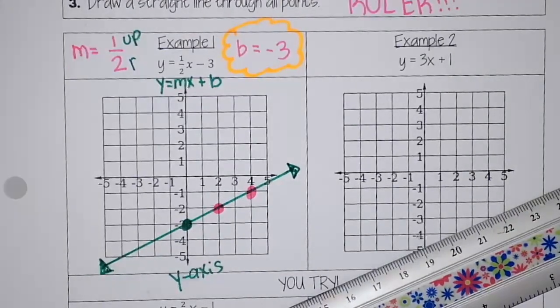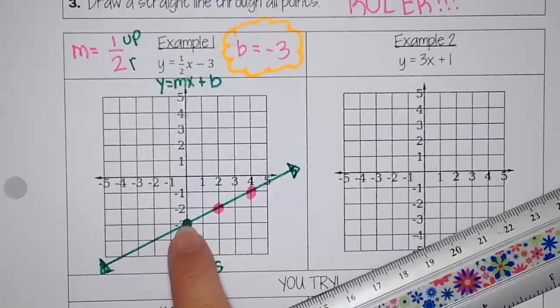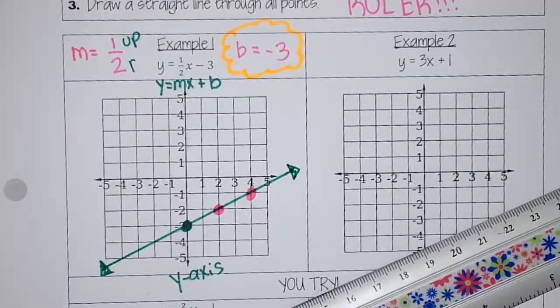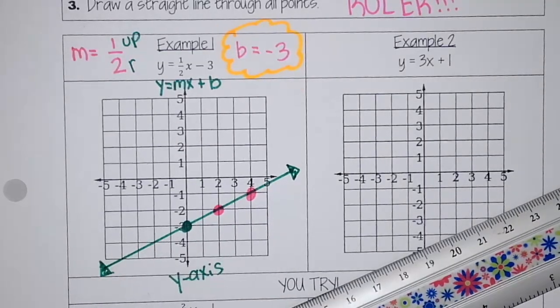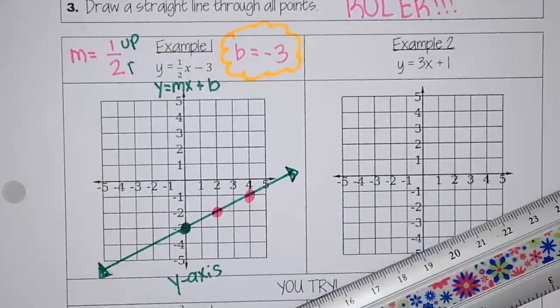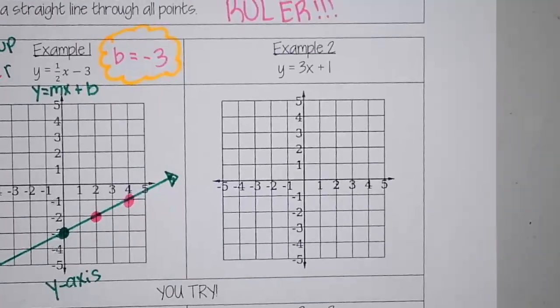All right, to graph a line, you start with the y-intercept, you put a dot where that y-intercept is, and then you use your slope to graph at least 2 more points, but the more the merrier. Is this making sense so far? Cool. Any questions? Awesome. Let's go on to example 2. It's going to bring up a question probably.